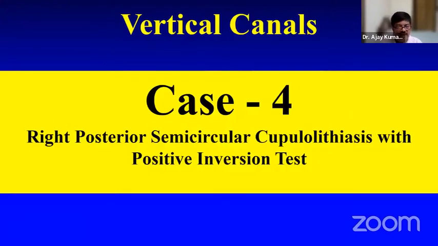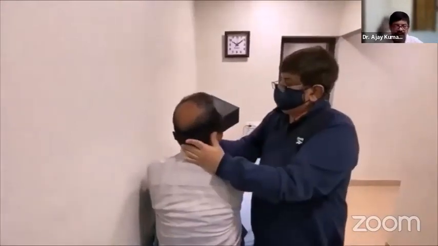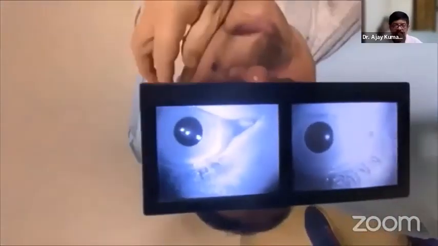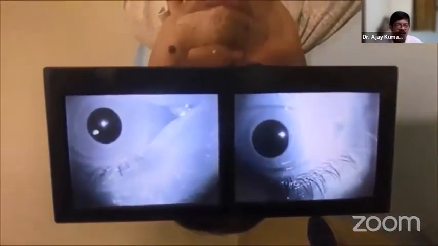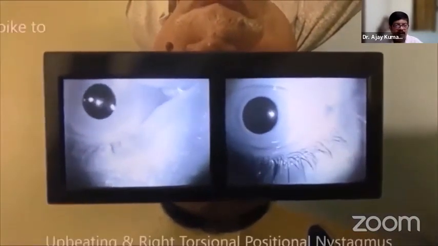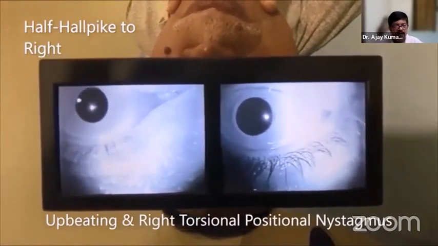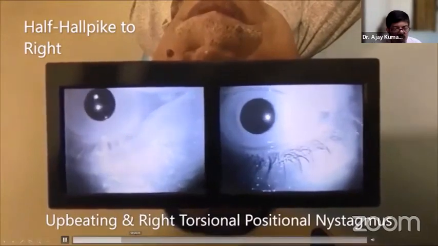This is our fourth case, right posterior semicircular cupulolithiasis with positive inversion test. This is a 61-year-old male patient who came with a history of vertigo, positionally induced spells for 15 days. The right half Hallpike test showed first 2 beats of downbeating nystagmus, and then started the upbeating nystagmus. Very clear-cut, very robust, upbeating right torsional nystagmus. It was of more than 2 minute duration.